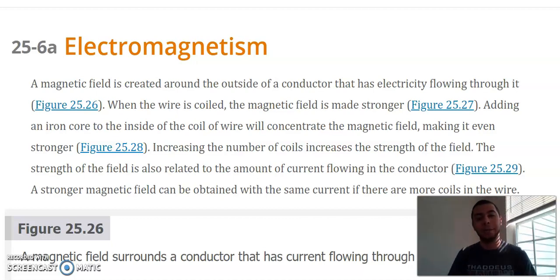When the wire is coiled, a magnetic field is made stronger. So let's say I took a strand of wire, whether it's a series circuit or a parallel circuit, and electricity is flowing through that. That still has a little bit of a magnetic field. Otherwise, why do we use an amp clamp or an inductive current clamp?